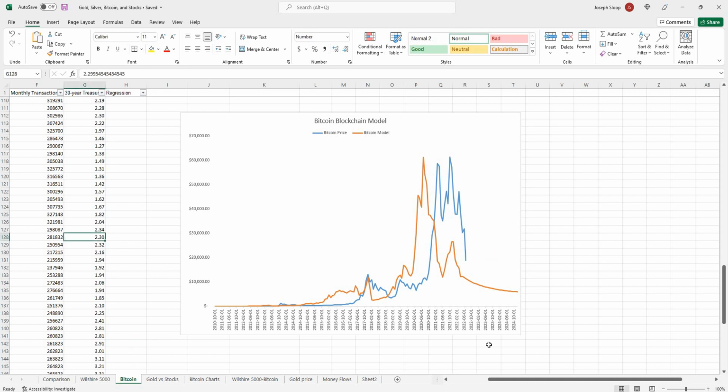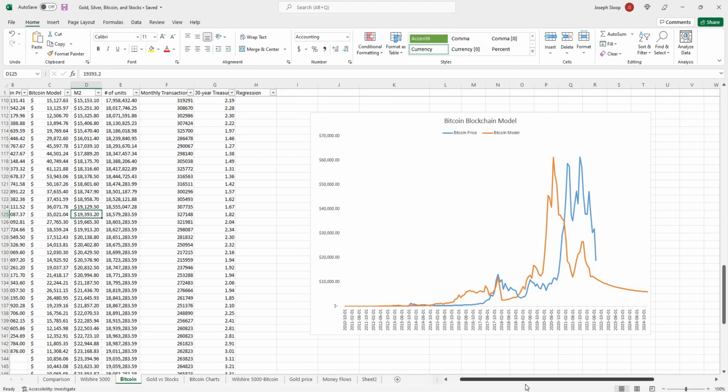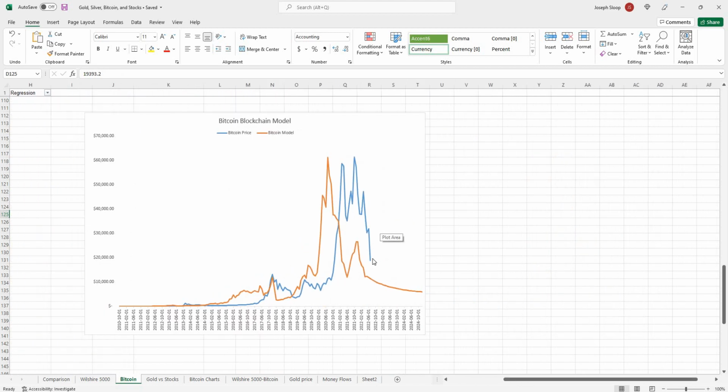So the model is created by taking interest rates, taking the amount of transactions per month in Bitcoin, the amount of units of Bitcoin in circulation, the money supply, and factoring all of those together, you can create a model that more or less can give you a gauge on the real value of Bitcoin. It certainly called for the run-ups in the previous two Bitcoin bubble cycles that took place, one in 2017 and the other one in 2020.